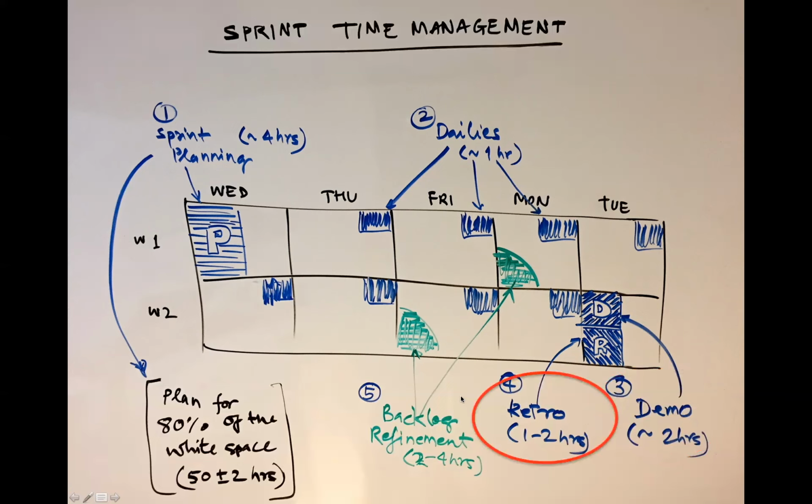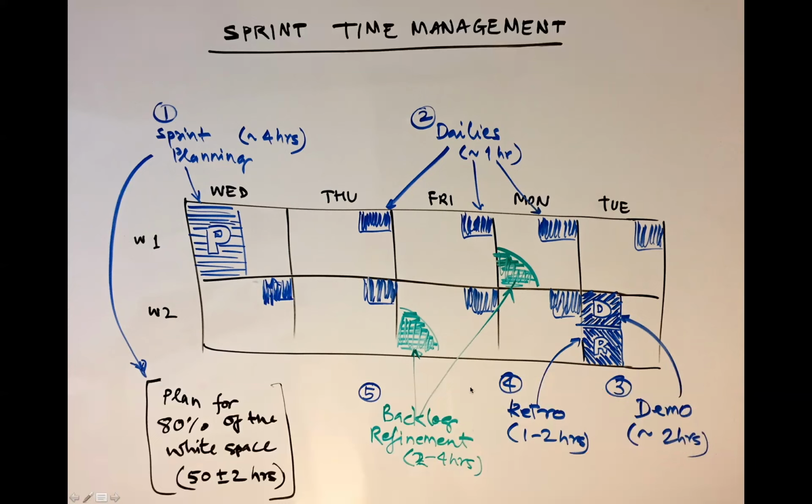The fourth event here is the retrospective. Depending on the team's composition, it can consume anywhere from 1 to 2 hours of the team's time. So we should budget for it appropriately.